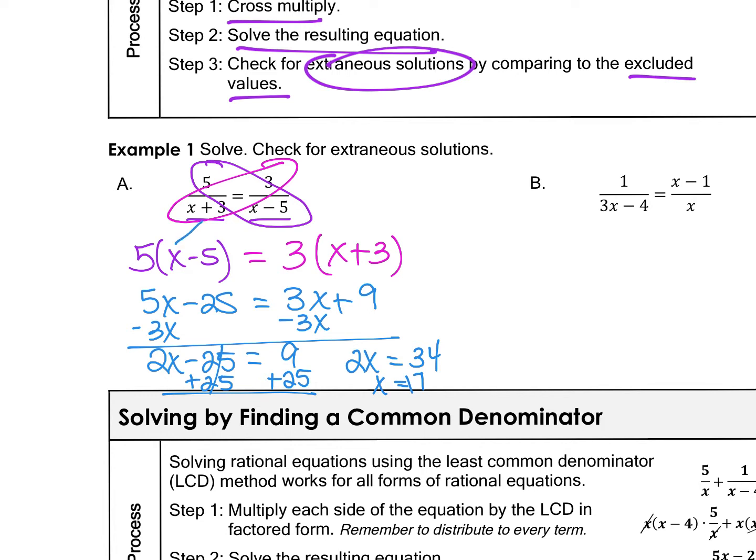Now, looking at it, let's look at our excluded values. We don't want x to be negative 3, or looking at the second denominator, 5. Notice x is not either of those, so this would be a good solution. x equals 17.